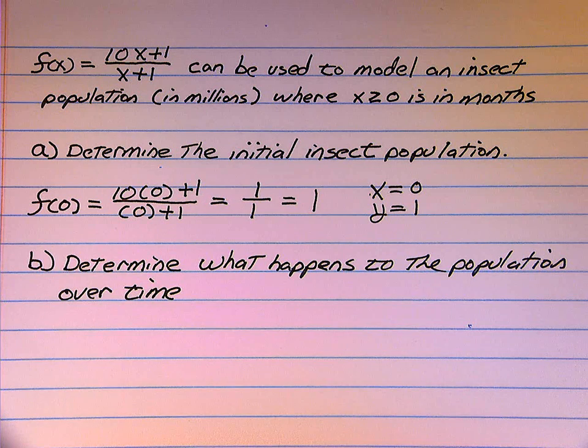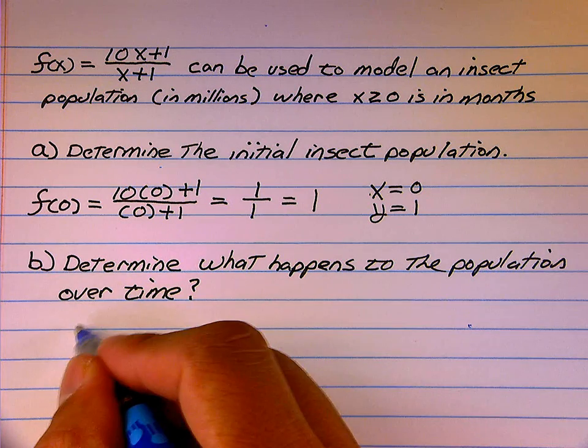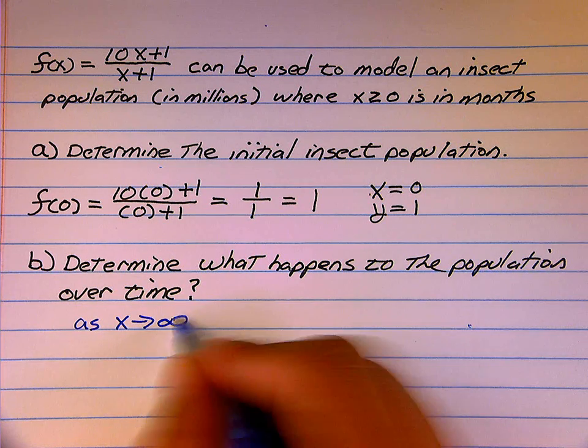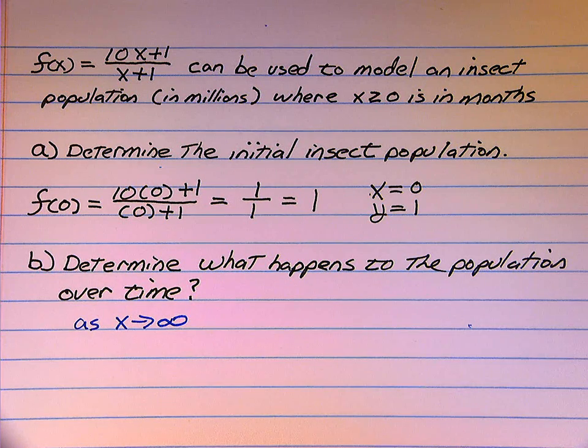Part B. We want to determine what happens to the population over time. Well, let's think about it. What do I mean, what happens to the population over time? What I'm really talking about is as I go further and further out for x. Another way of looking at that is as x goes to positive infinity, as I'm going out to the right.